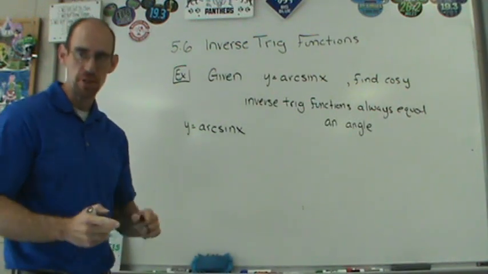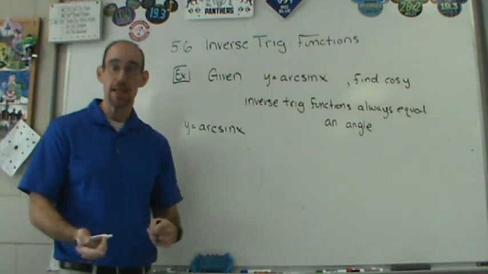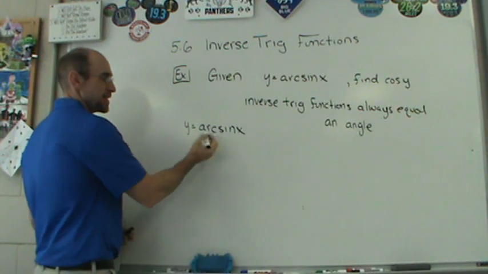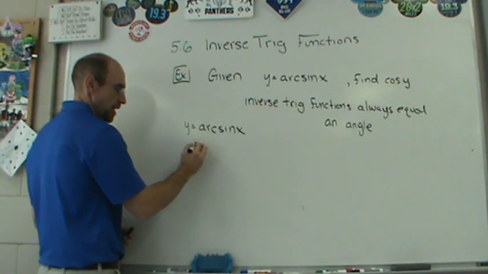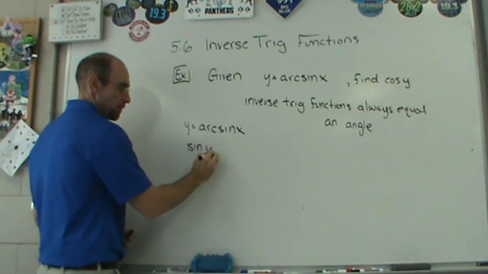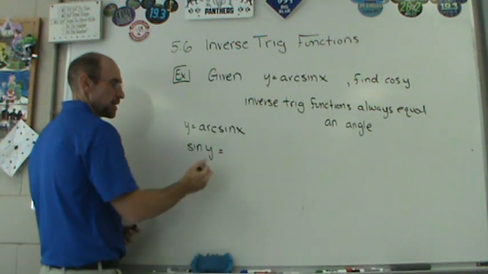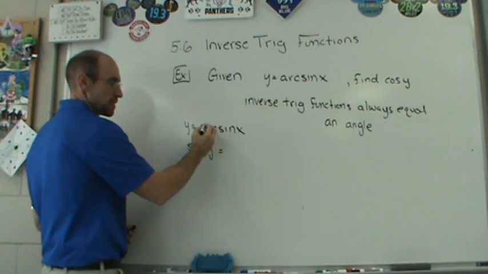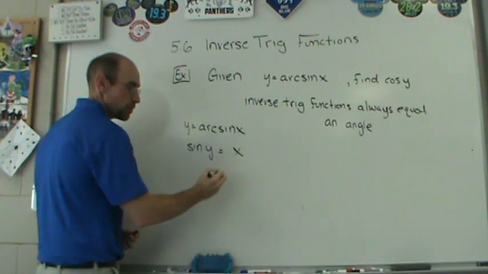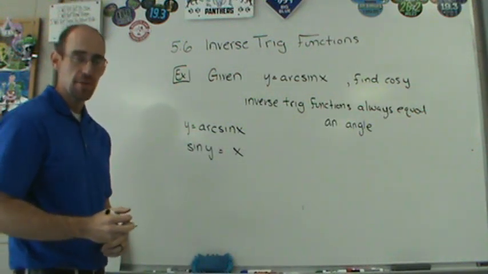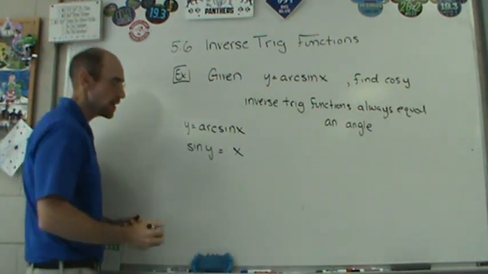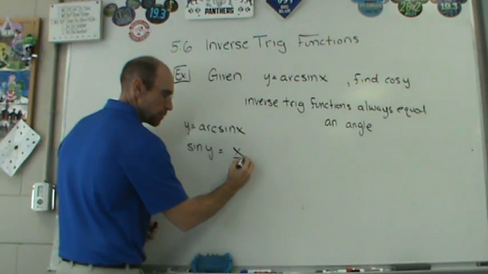And let's do the inverse of each side. Well, the inverse of arc sine is sine. So if I take the sine of both sides, sine of y is going to equal, well, sine arc sine cancels out, giving you just x. This allows us to build a triangle because sine of y equals x over 1.